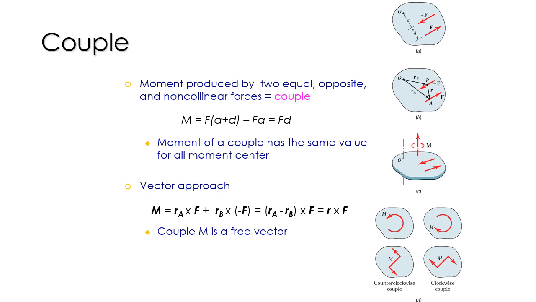So we also have what we call a couple. So the moment produced by two equal, opposite and non-collinear forces. The moment of a couple has the same value for all the moment centers. So if we have a vector approach, M is equal to r_A cross F, plus r_B cross negative F. So we have r cross F. So the couple M is a free vector.